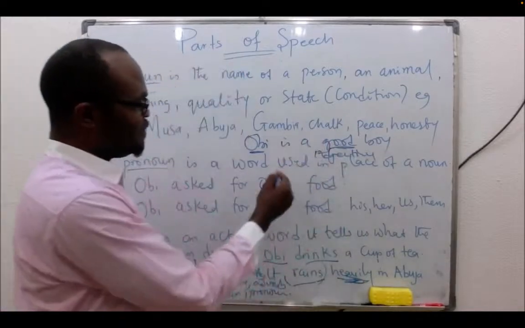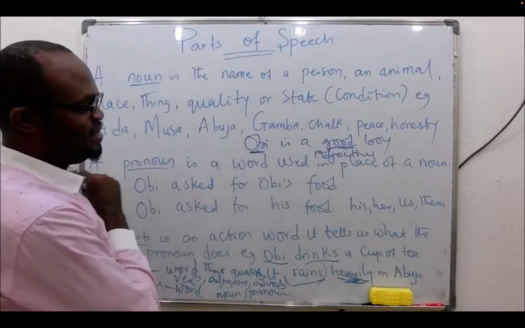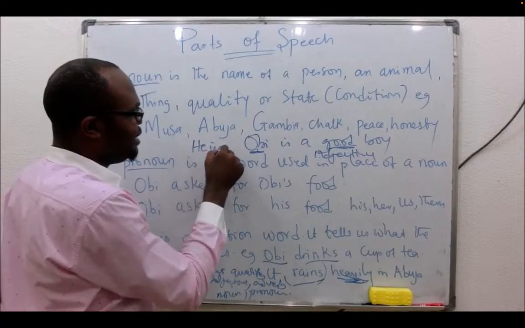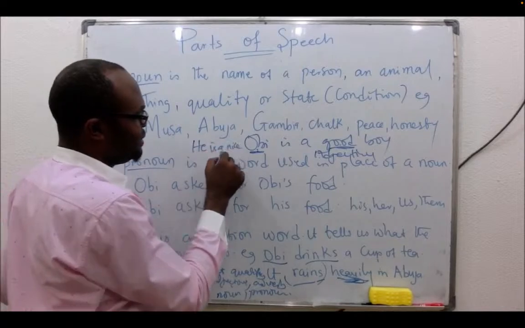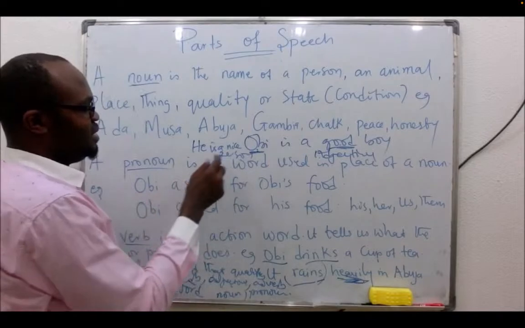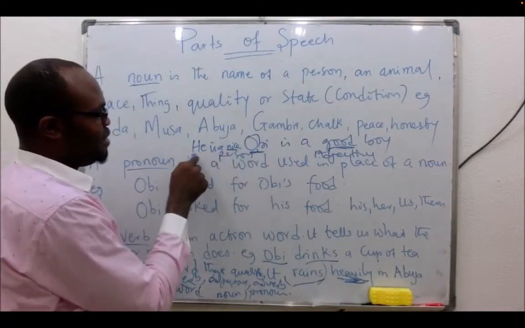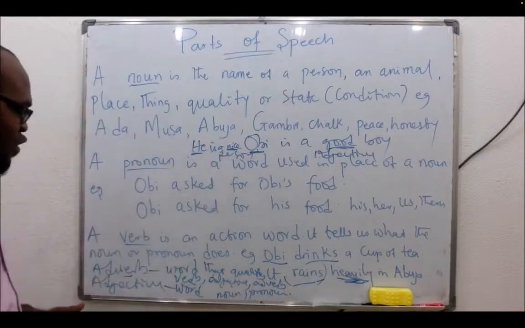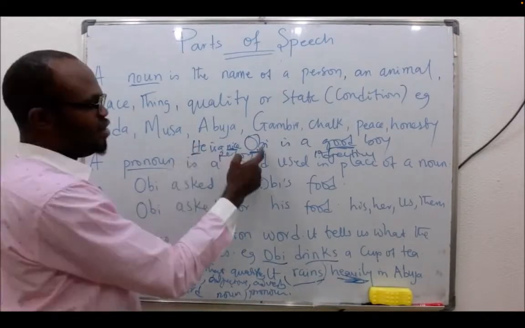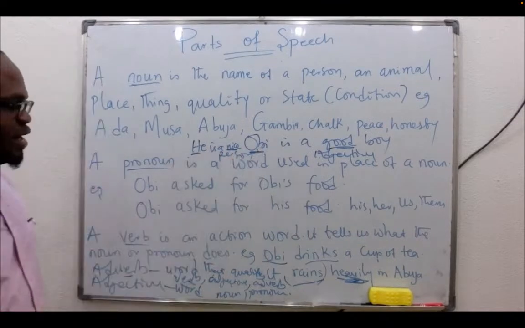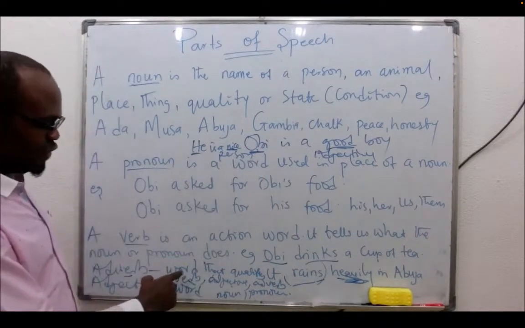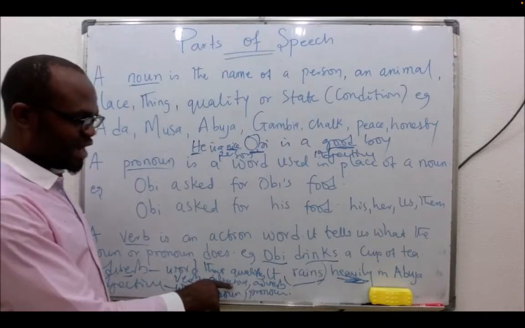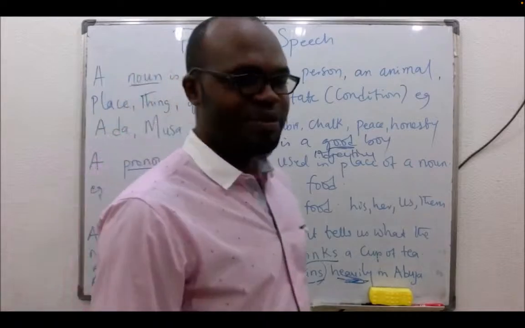So anything that tells you more about the noun, or even if you say he is a good boy, he is a nice person. Nice is trying to tell you more about this pronoun, he. So this is also an adjective. So whenever the word is qualifying a noun or a pronoun, call it adjective. But whenever the word is qualifying a verb, call it adverb, or is qualifying another adjective or adverb, call it adverb.